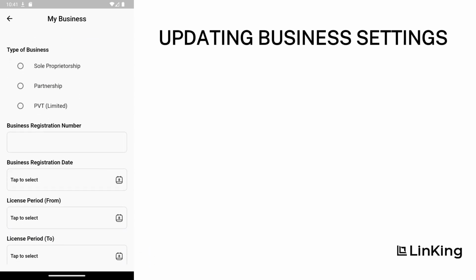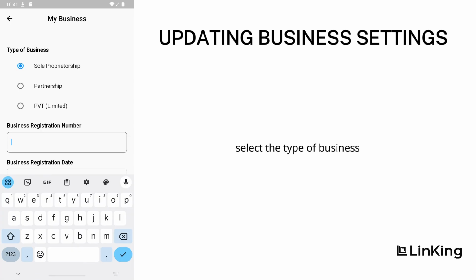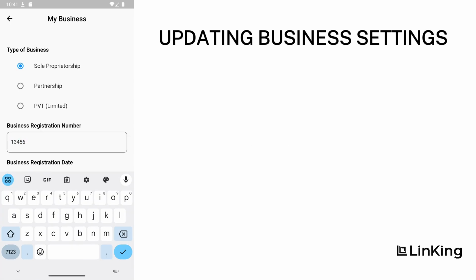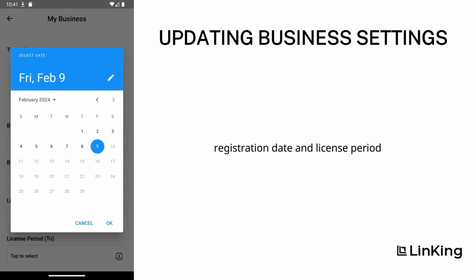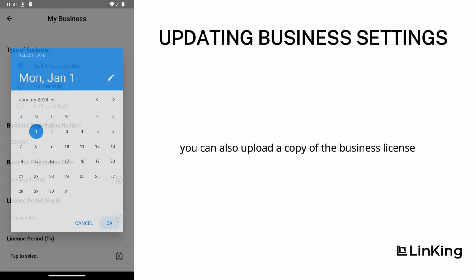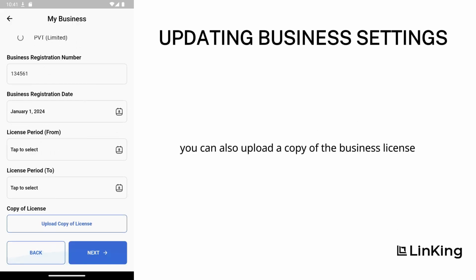In the Business Details section, select the type of business from the radio buttons. Input your business registration number, registration date, and license period. You can also upload a copy of the business license.